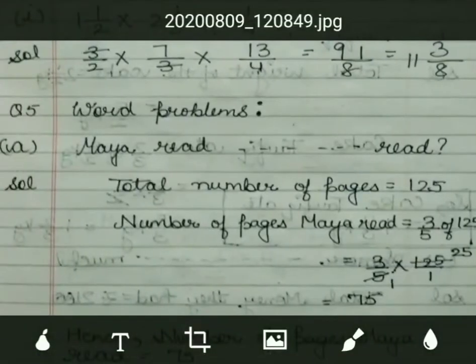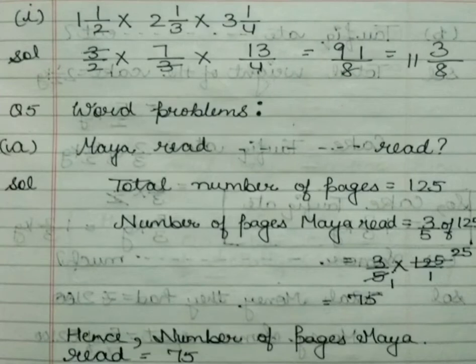Now student, we will do I part of question number 4. It is same like all the questions which you have done today, question number 2 and 3. What you have to do? Firstly, it is in a mixed form, convert in an improper form. So 1 1 by 2 will become 3 by 2, into 2 1 by 3 will become 7 by 3, into 3 1 by 4 will become 13 by 4. Now you will see which two numbers come in one table.